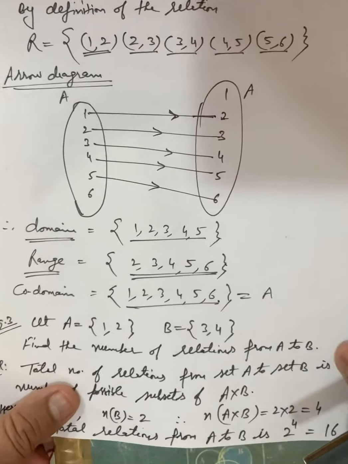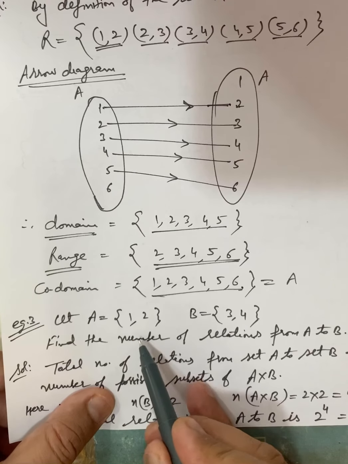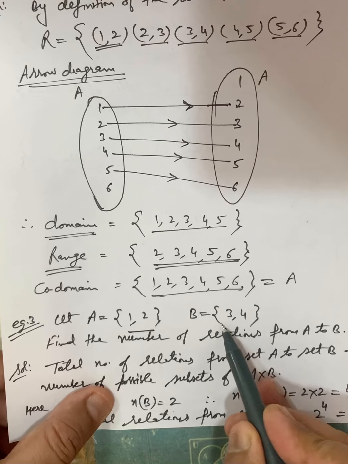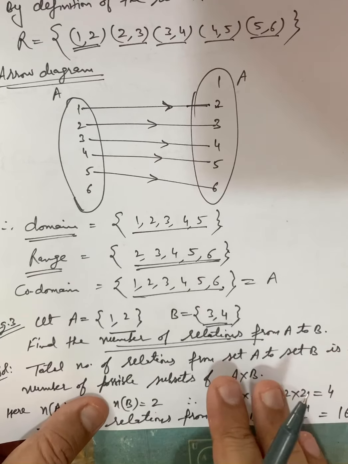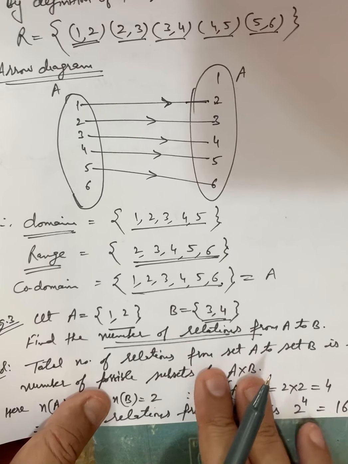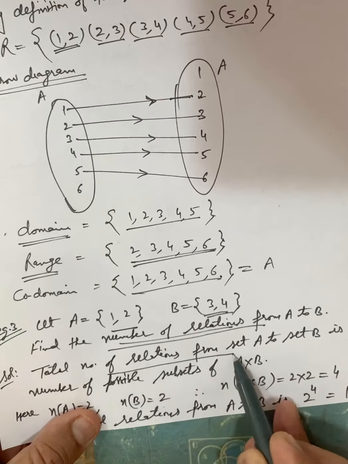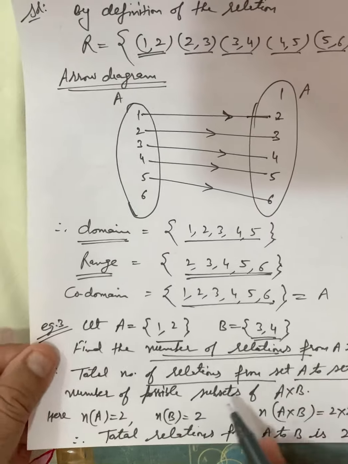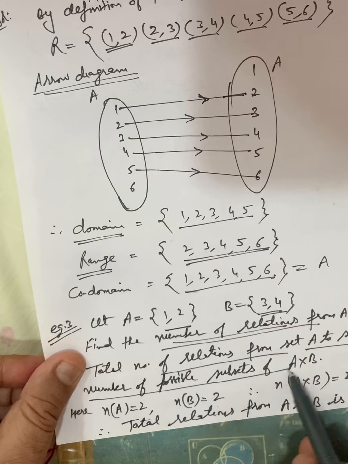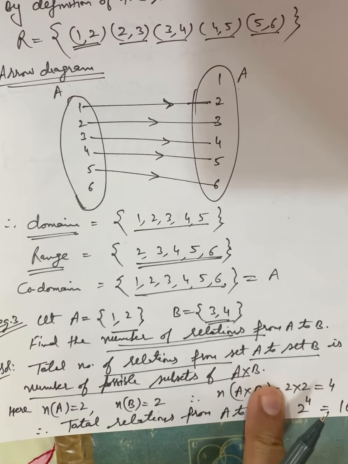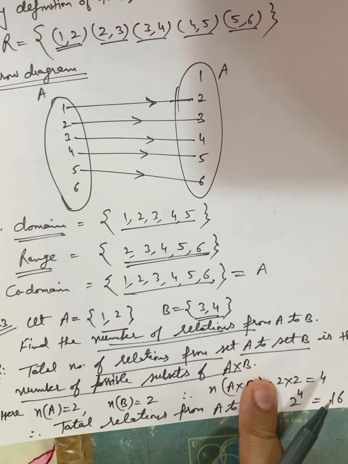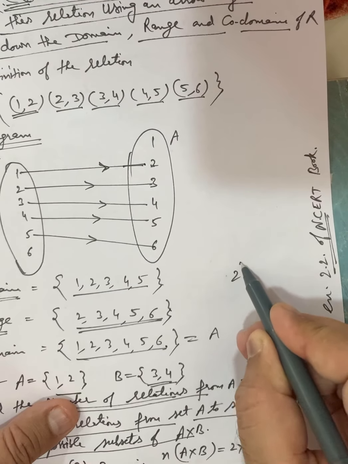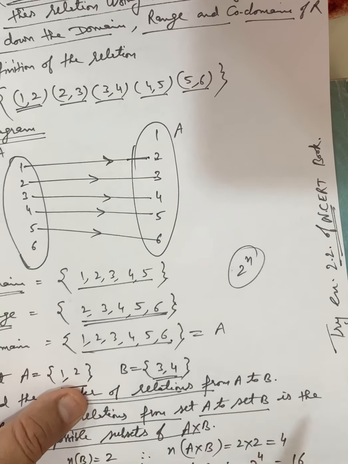Similarly I am taking the next example. If you have a set A with elements 1, 2, and B having elements 3, 4, now find the number of relations. How many relations from A to B will there be? So the total number of relations from A to B is the number of possible subsets of A cross B. A cross B means the Cartesian product. It is a set, and how many subsets does a set have? 2 raised to power n. In the last chapter, we discussed the number of subsets, 2 raised to power n, where n is the number of elements.